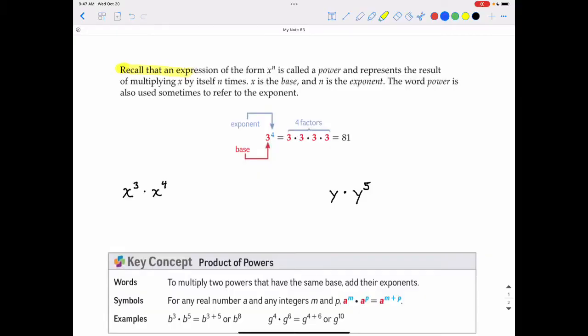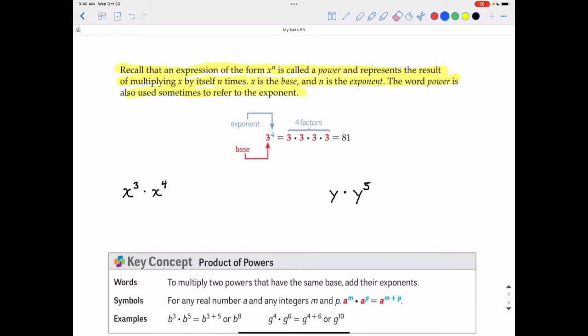Recall that the expression in the form of x to the n power is called a power and represents the result of multiplying x by itself n times. X is the base and n is the exponent. The word power is also used to sometimes refer to the exponent.